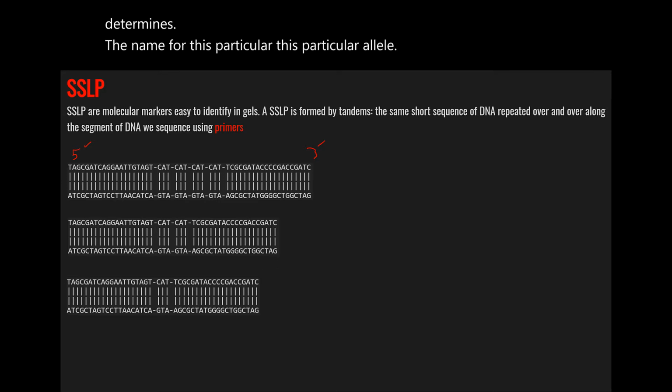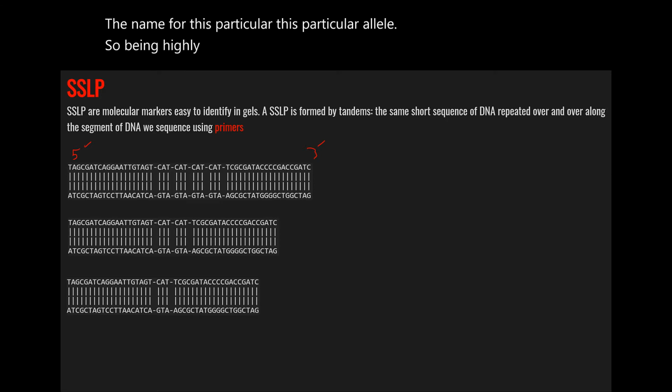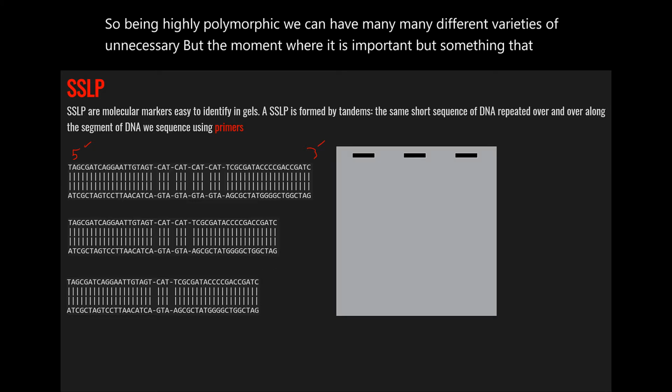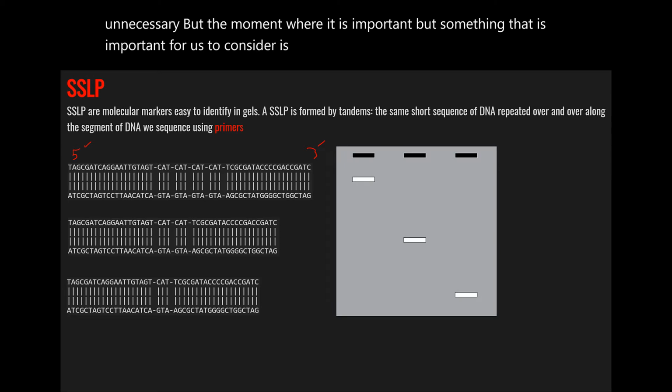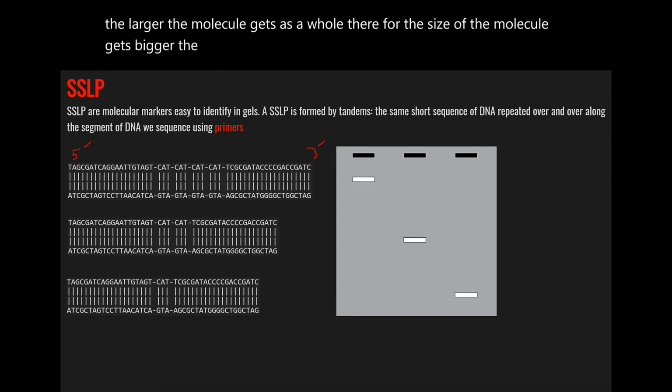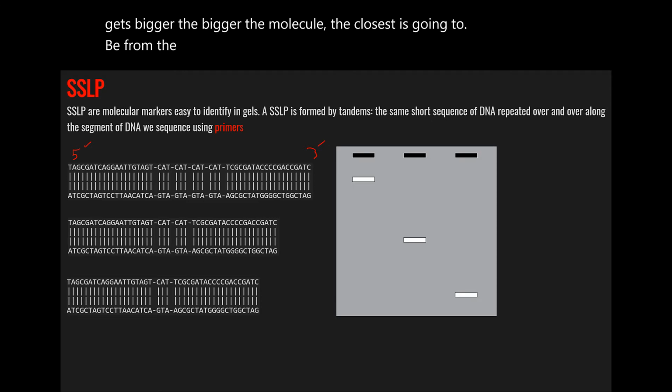So being highly polymorphic, we can have many different varieties of an SSLP. But something that is important for us to consider is that the higher the number of tandems, the larger the molecule gets as a whole. Therefore, the size of the molecule gets bigger. The bigger the molecule, the closer it is going to be to the well in our electrophoretic gel.